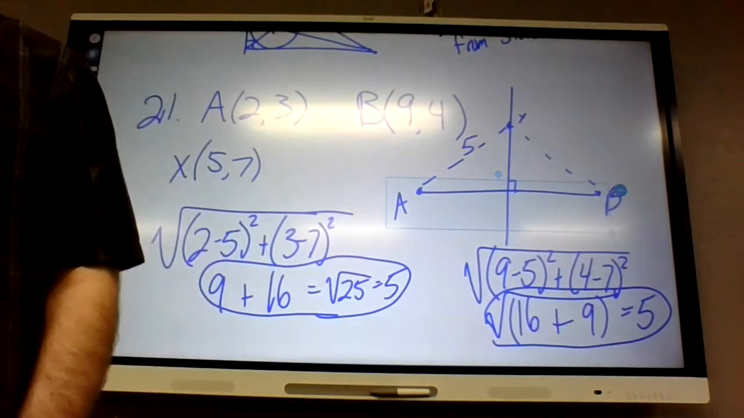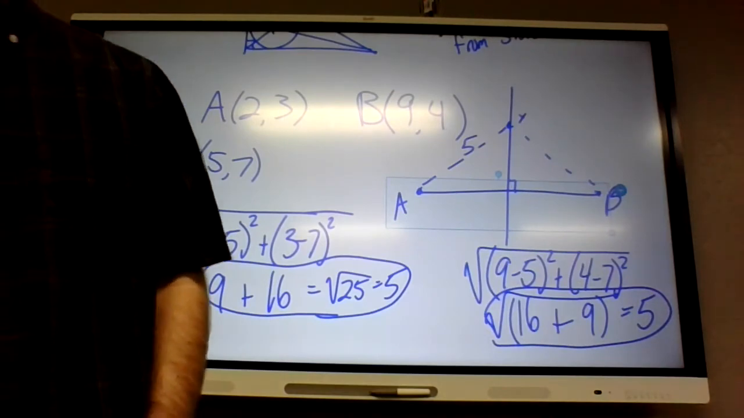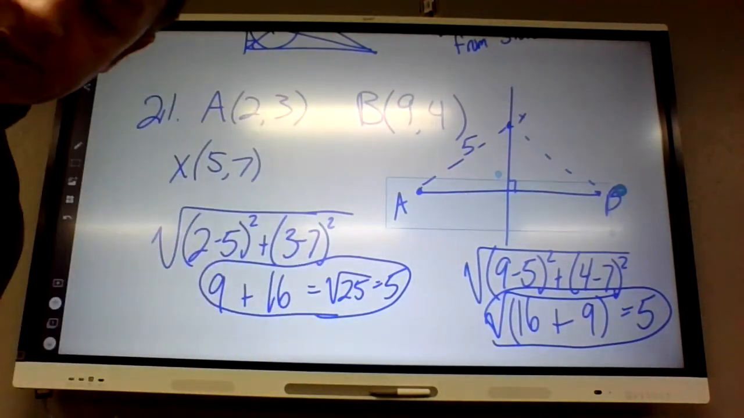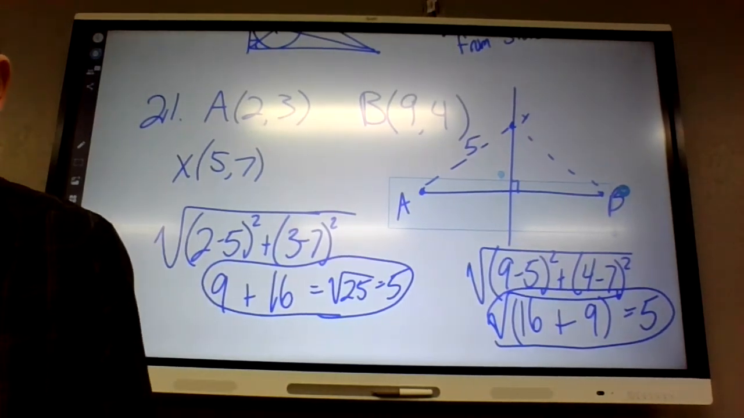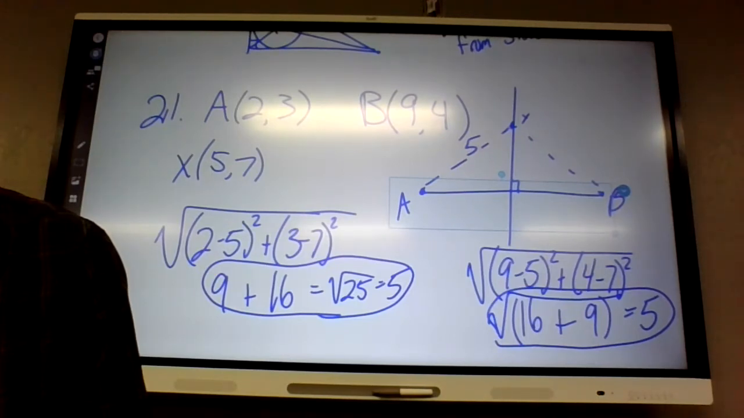So I guess 22 is using that picture. Find the coordinates of the circumcenter. What a mess. Let's skip 22.